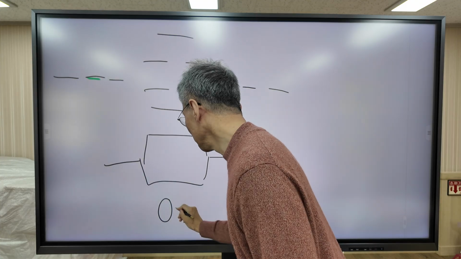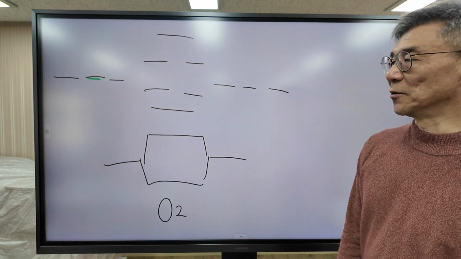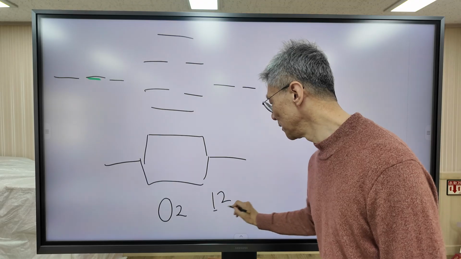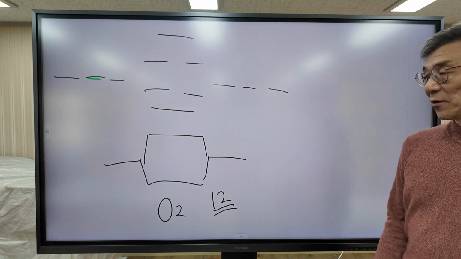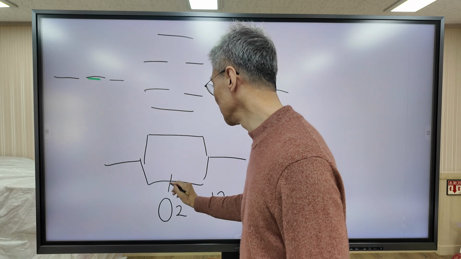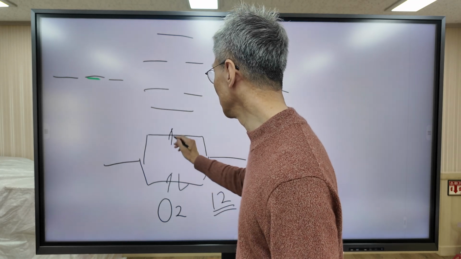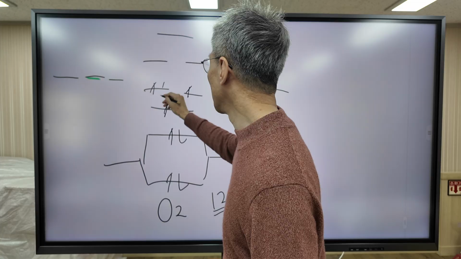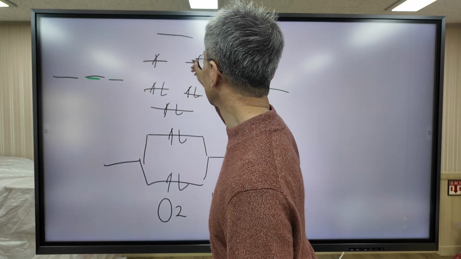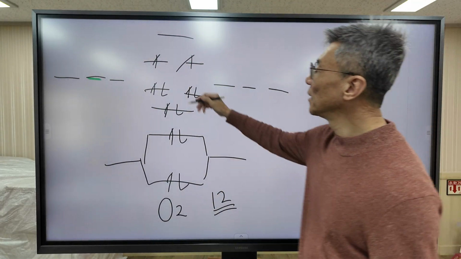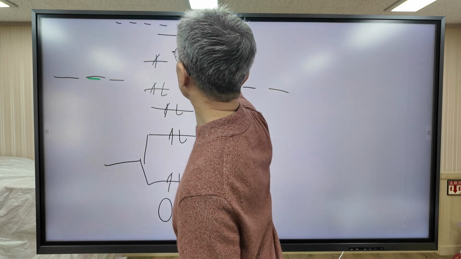So I'm going to construct the O2 configuration. O2 has a total of 12 valence electrons. I'm going to distribute 12 electrons: 1, 2, 3, 4, 5, 6, 7, 8, 9, 10, 11, 12. This is the electronic configuration for O2. This is the vacuum state.